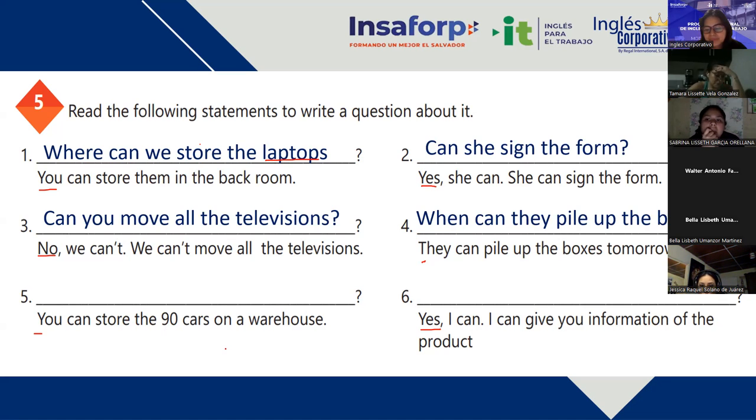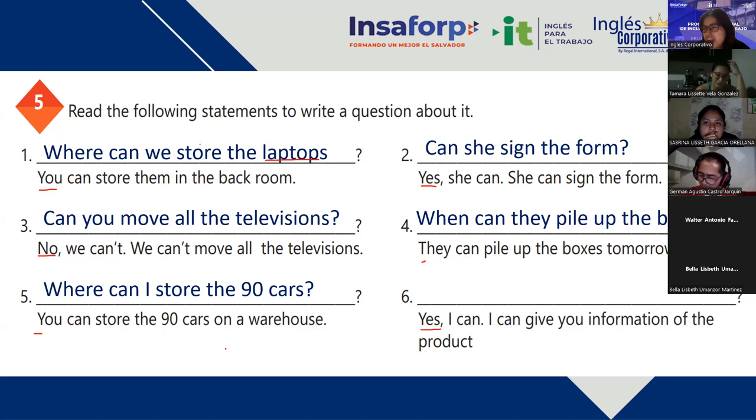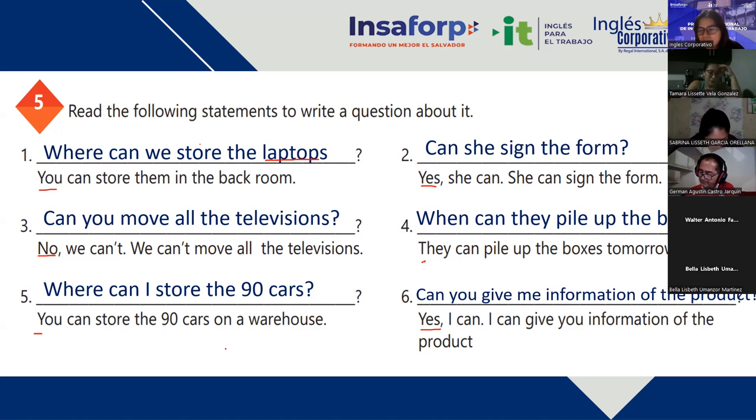No, it would be, can I store? Where can I store? You can. When can you store? Podría ser we también, ¿verdad? Puede ser I o puede ser we, porque el you can be singular o plural, right? So where can I store the 90 cars or where can we store the 90 cars? What about the last one? Can you give me information of the products? Yes, I can. I can give you information of the products.